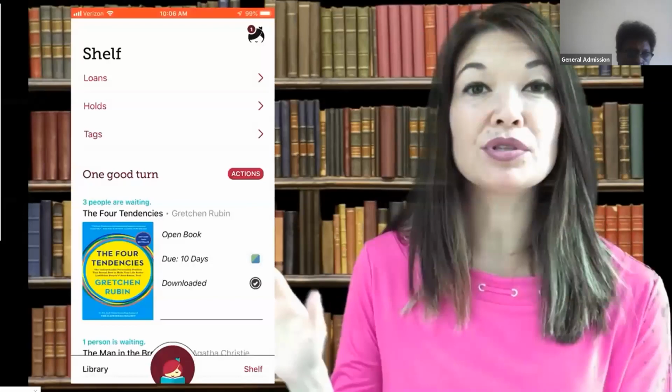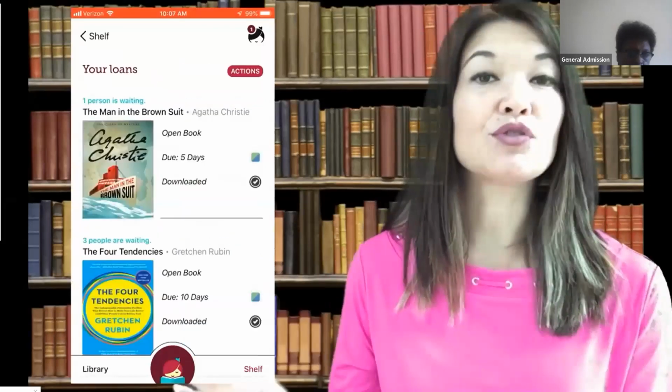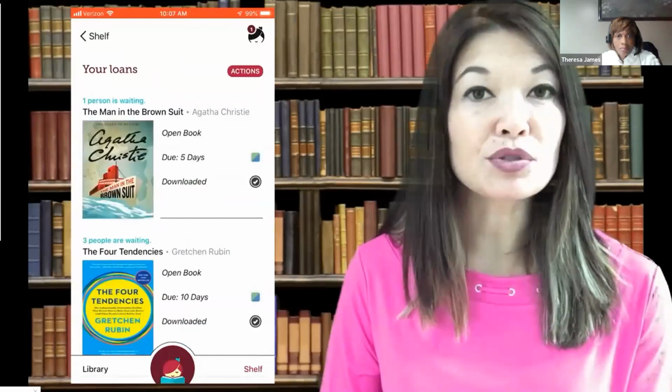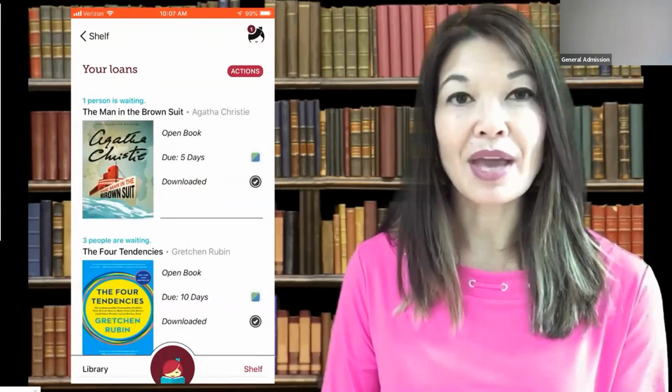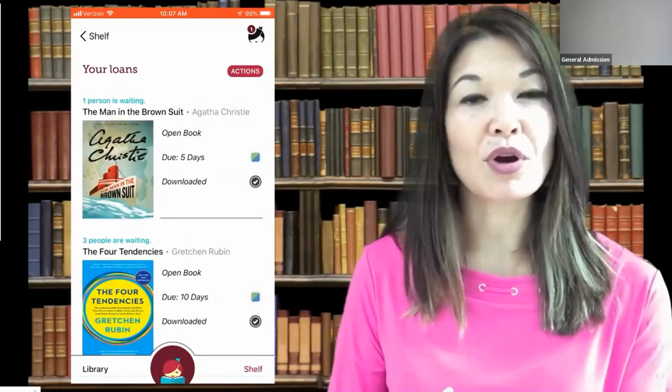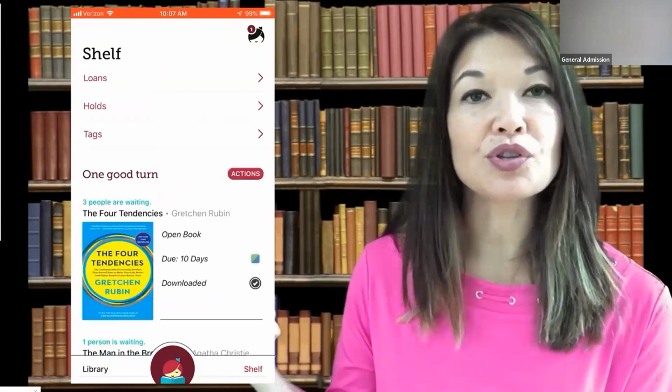I hit the three dots, then borrow, and then borrow again. So that is how you find a book or an audiobook and check it out or put a hold on it. The other thing you can do here is apply a tag. So go back into the three dots and this time hit tag.